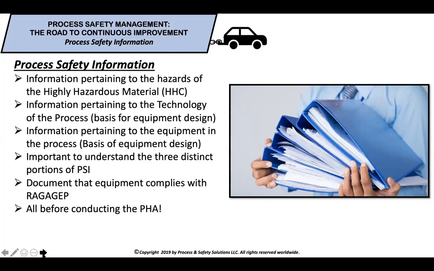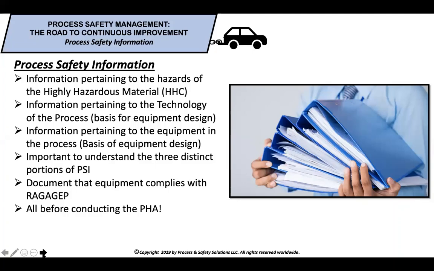The last portion of process safety information, if you look at the PSM standard itself, talks about how you must document that equipment complies with RAGAGEP. That's usually something distinct and different from the first three parts of the process safety information requirement. Once you do all of the equipment design, then all you need to do is document that it complies with your recognized and generally accepted good engineering practices. This must all be done before conducting a PHA.